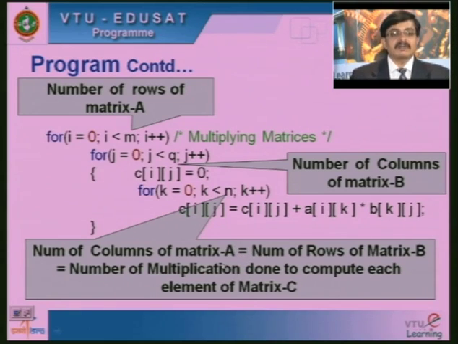So since the number of columns of the matrix A is the same as the number of rows of the matrix B, we are doing the multiplication, which is also the same as the number of multiplications done to compute each element of the matrix C. So for each element of the product matrix, the number of multiplications we are going to do is the same as the number of columns of the matrix A, which is also the same as the number of rows of the matrix B, which is the necessary condition to perform the multiplication of two matrices.